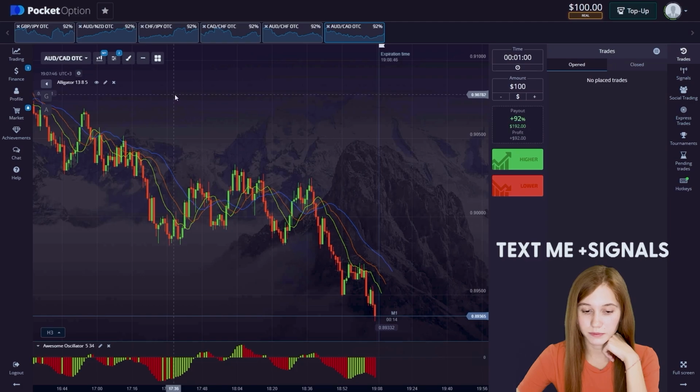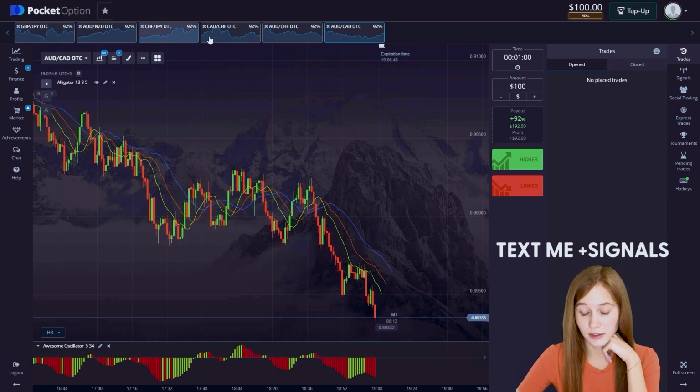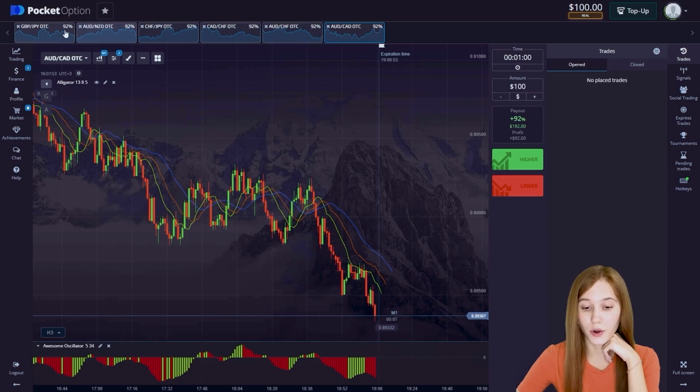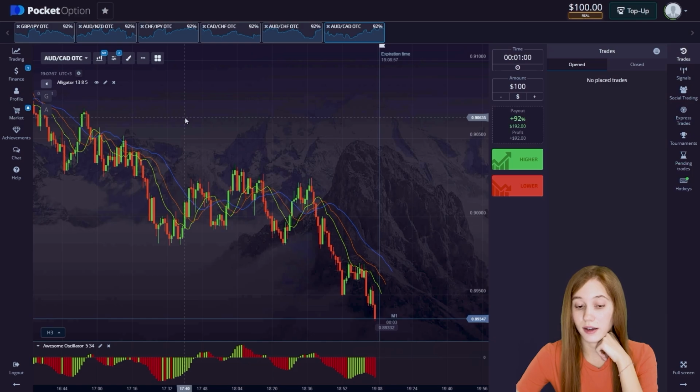I have 6 currency pairs for today. All currency pairs have a payout percentage of 92%. It's quite nice because the higher the better.